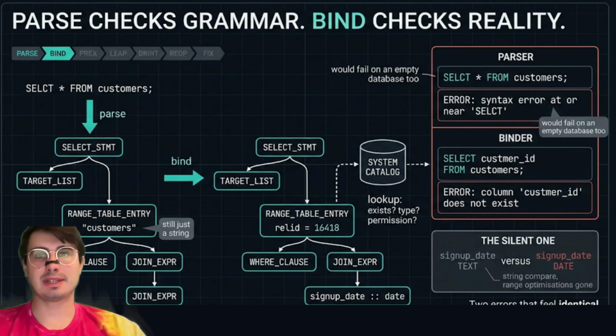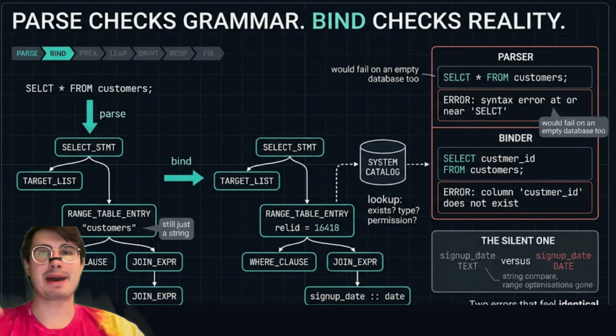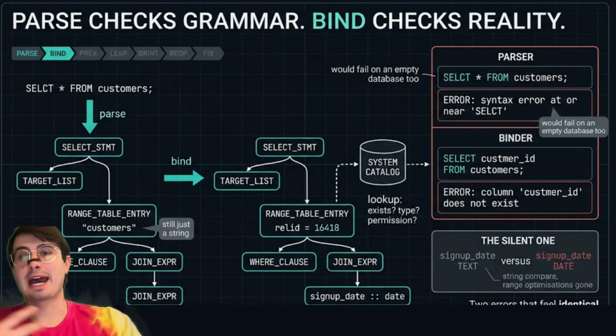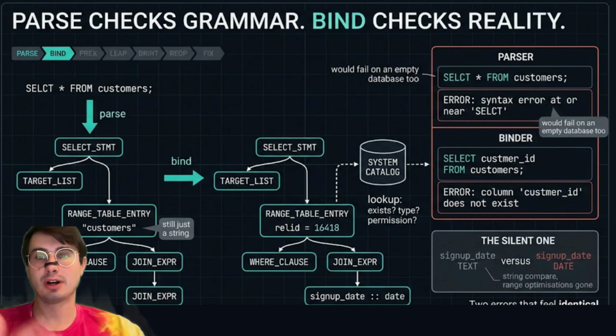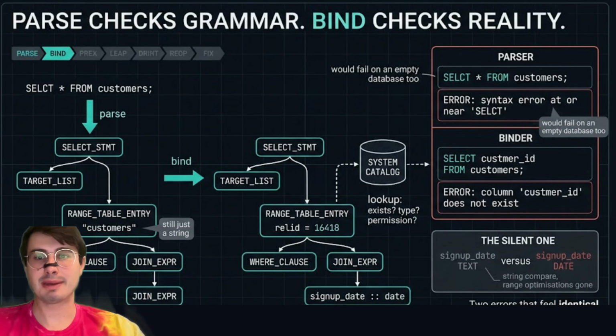The part of the split that matters is that two errors that feel identical to you can come from completely different stages, right? Let's say I write a bad select statement where I leave the E out of select. That's the parser. It died on grammar and it never looked at your database at all. And you could have typed that against an empty database with no tables and gotten the same message.